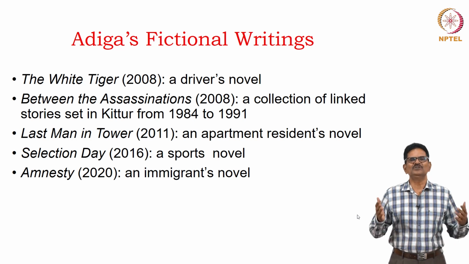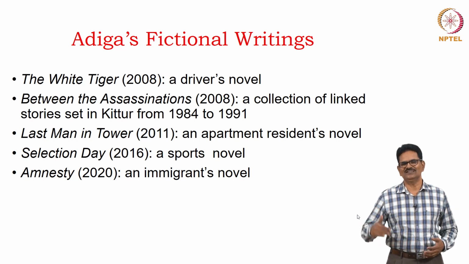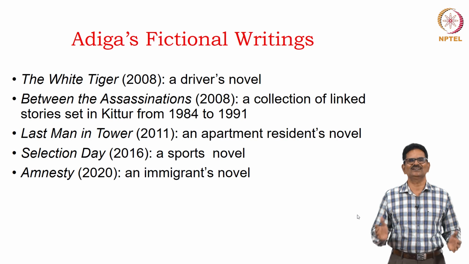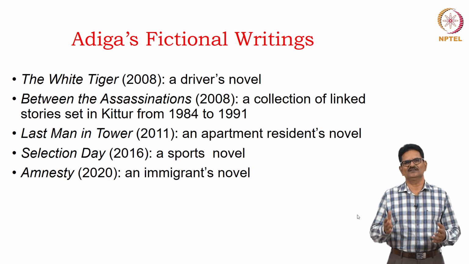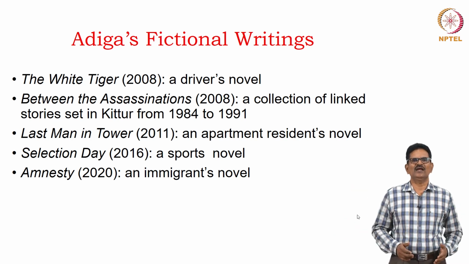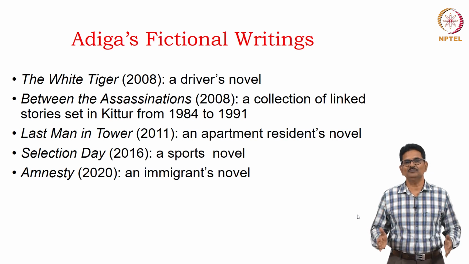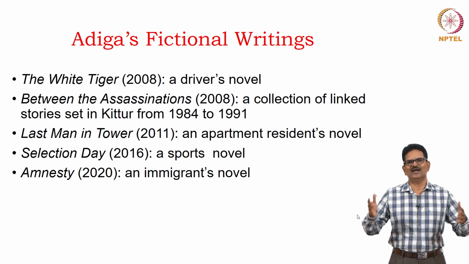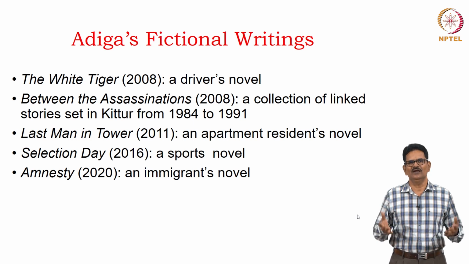Next is Between the Assassinations, published in the same year 2008. It is a collection of linked stories set in Kittur from 1984 to 1991, that is in Mangalore. His next novel is Last Man in Tower, which is an apartment residence novel. We have many apartments, people live there, and there are many difficulties, problems, and this novel deals with such a problem in Bombay, that is Mumbai.